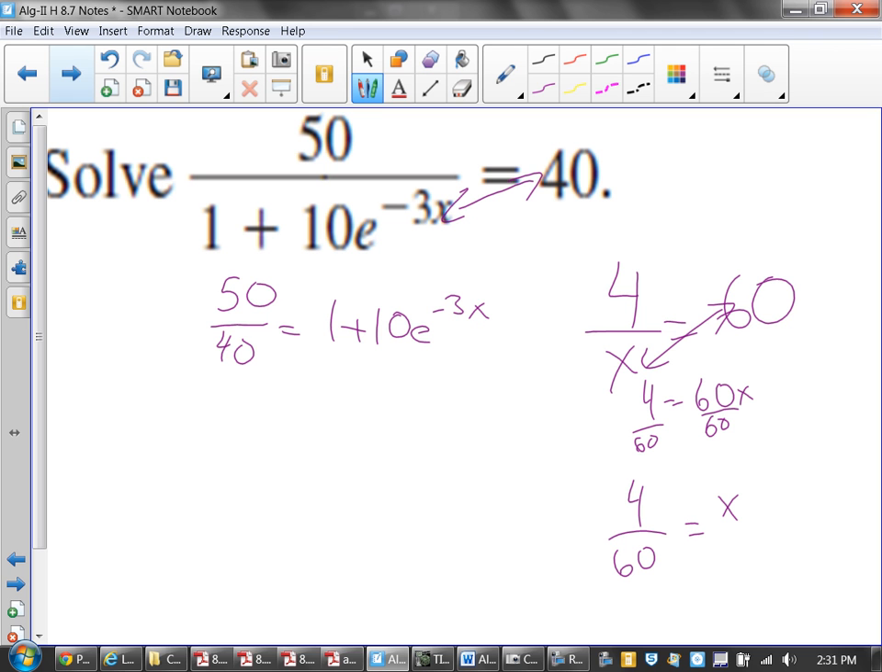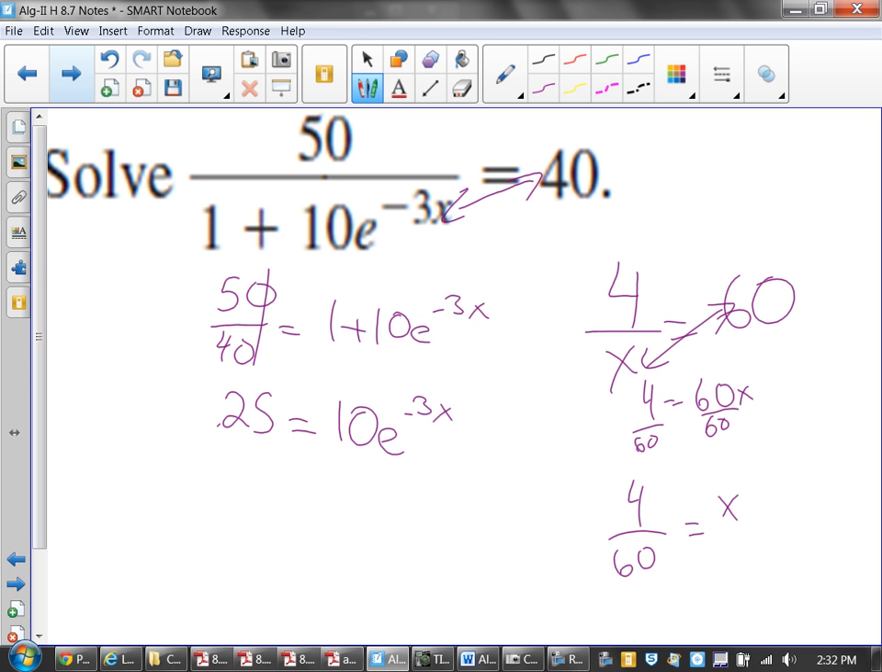What's 50 over 40 simplified to? 5 over 4, right? A buck and a quarter. Subtract 1. So you have a buck and a quarter, and you took away 1, how much are you left with? A quarter now. I'm going to put it in as a decimal. This is one of the few times that I put decimals in, just because it's easier to type in the calculator. 0.25 equals 10 e to the negative 3x.